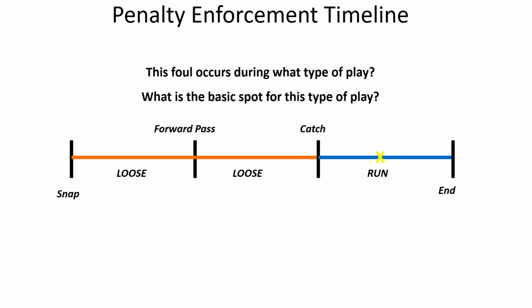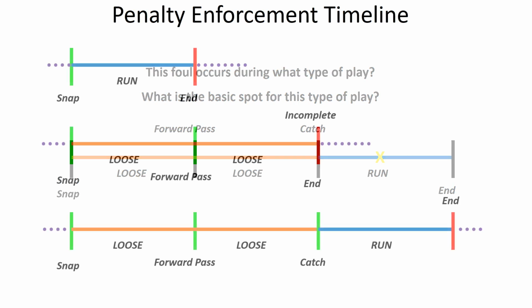For example, look at this yellow X. What type of play did this foul occur during? There are different segments in this play, and since this happened during the run, we say this happened during a running play. Step 2 is we determine the basic spot. This occurred during a running play, and the basic spot is the end of the run. What's step 3? Well, we're going to determine our enforcement spot. And to do that, we're going to go to the all but one principle.